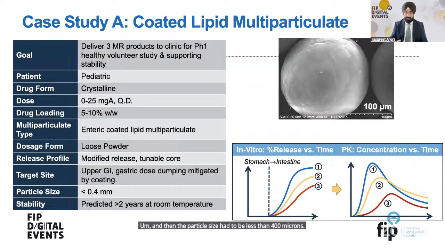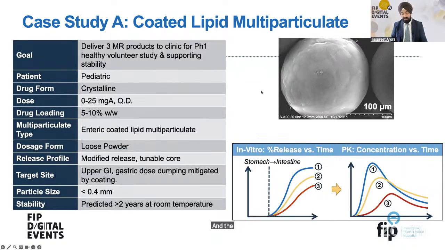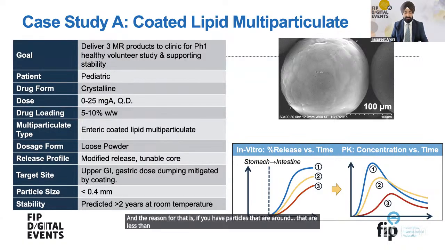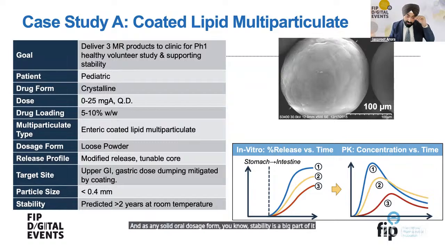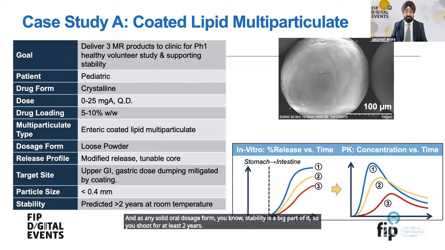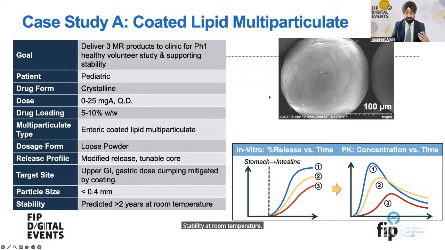It ended up being much less than that, as you can see in this SEM image. And the reason for that is if you have particles that are less than 300 microns, you have an acceptable mouthfeel, and you do not get that gritty taste feel in your mouth, which is important for the pediatric formulation. And as any solid oral dosage form, stability is a big part of it. So you shoot for at least 2 years stability at room temperature. So this was the target that we were working with.